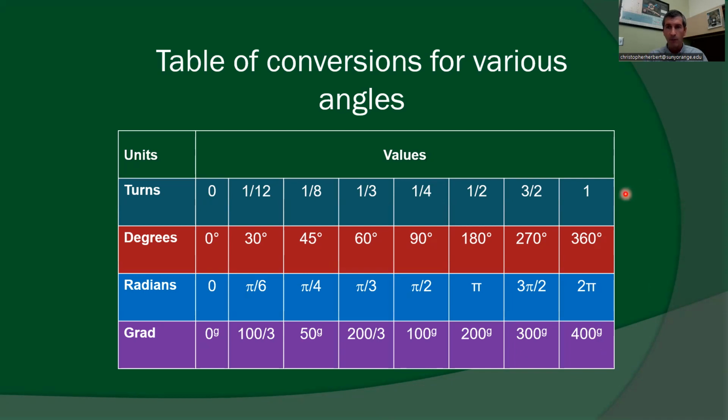So again, for 1 full rotation, it's 360 degrees, 2 pi radians, 400 GRADs. A half a turn is 180 degrees, pi radians, 200 GRADs. You'll see on some calculators, they still have GRAD. Do not put your calculator on that for any of these calculations.